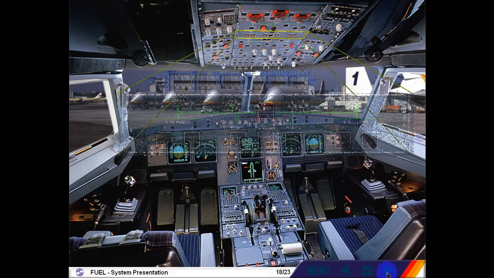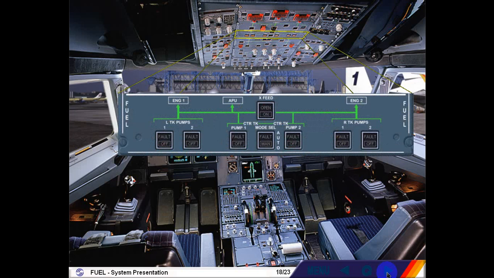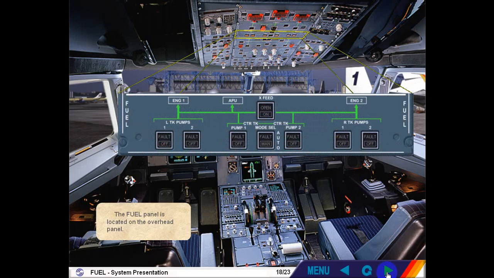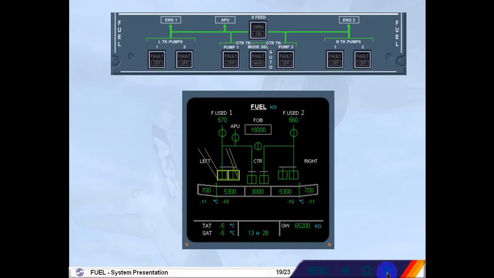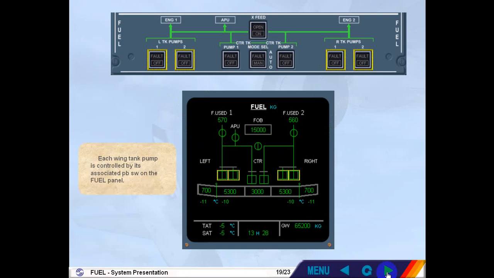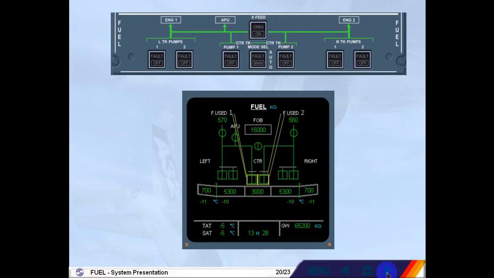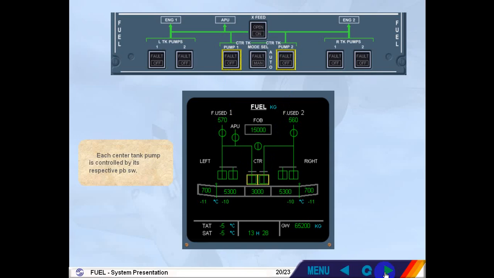The fuel panel is located on the overhead panel. Each wing tank pump is controlled by its associated push-button switch on the fuel panel. Each center tank pump is controlled by its respective push-button switch. The mode selector push-button switch enables the pilot to run the 2 center tank pumps in automatic or manual mode.